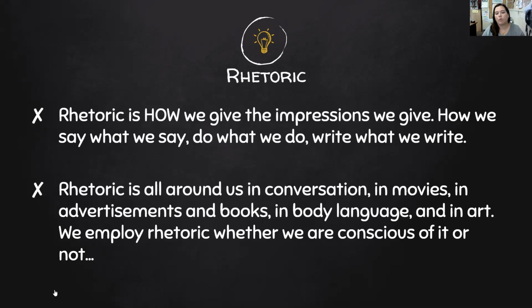We employ rhetoric whether we are conscious of it or not, because people want to convince other people to do what they want. I want to convince my daughter to eat her vegetables. I want to convince my son that he should stop screaming. Those are examples of times that I'm using rhetoric in my own life. I hope you're enjoying this accent.